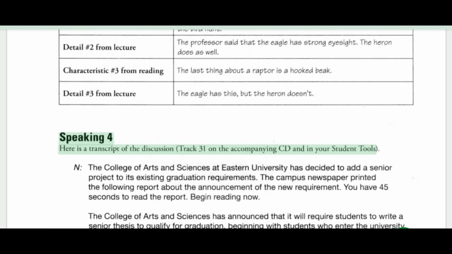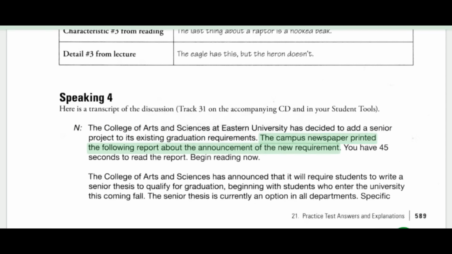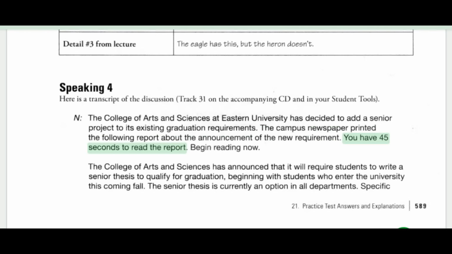Speaking 4. Here is a transcript of the discussion. The College of Arts and Sciences at Eastern University has decided to add a senior project to its existing graduation requirements. The campus newspaper printed the following report about the announcement of the new requirement. You have 45 seconds to read the report.